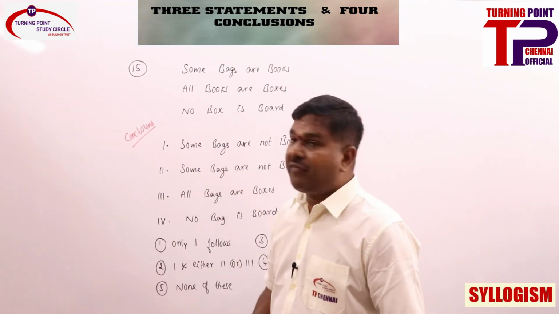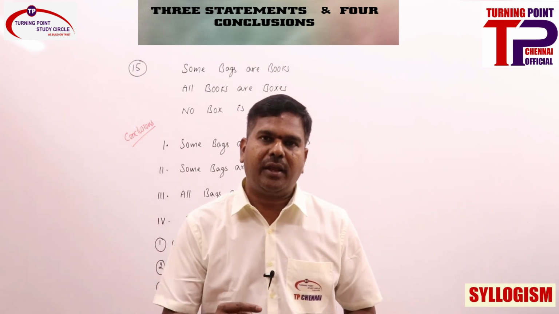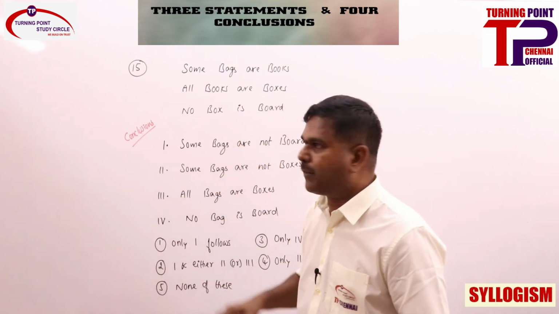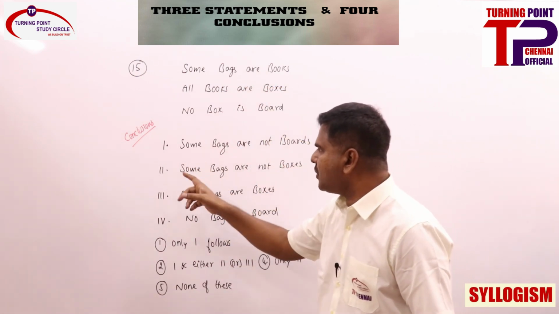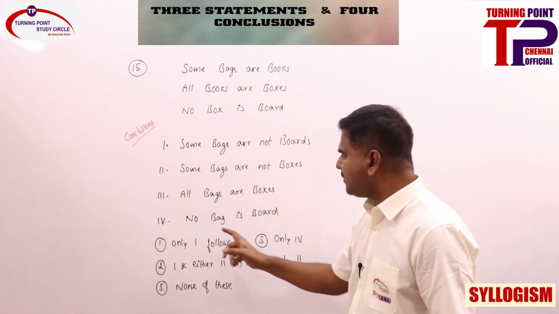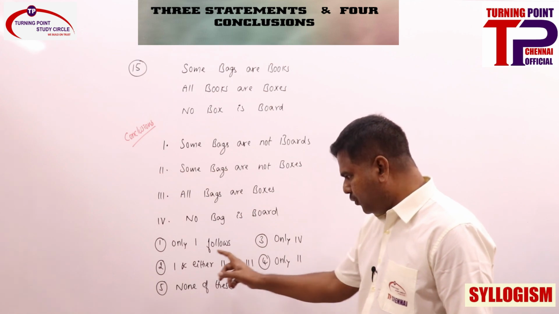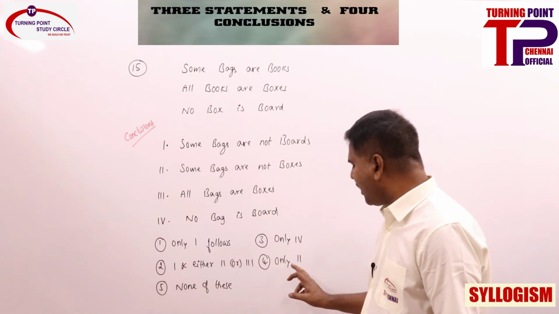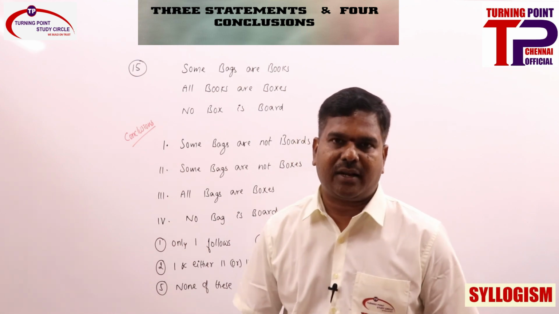We come to the 15th one. This is the last one in 3 statements and 4 conclusions. Later we are going ahead with 4 statements and 4 conclusions. Note it down, try it out, we will discuss later. Some bags are books, all books are boxes, no box is board. Conclusions: some bags are not boards, some bags are not boxes, all bags are boxes, no bag is board. Give answer as 1 when only 1 follows, 2 when 1 and either 2 or 3 follow, 3 when only 4 follows, 4 when only 2 follows, and 5 when none of these. So try it out, we will discuss later.